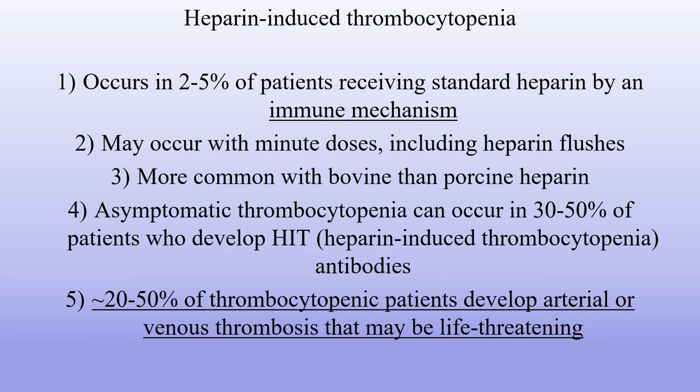Heparin-induced thrombocytopenia occurs in 2-5% of patients receiving standard heparin by an immune mechanism, may occur with minute doses, including heparin flushes, more common with bovine than porcine heparin. Asymptomatic thrombocytopenia can occur in 30-50% of patients who develop HIT, heparin-induced thrombocytopenia, antibodies. And approximately 20-50% of thrombocytopenic patients develop arterial or venous thrombosis that may be life-threatening.